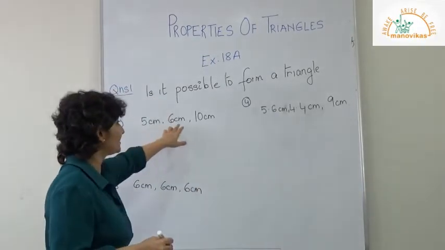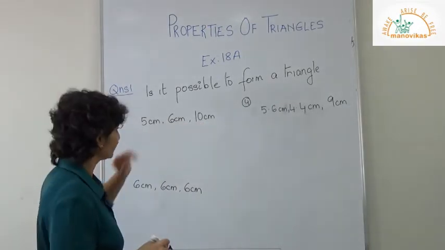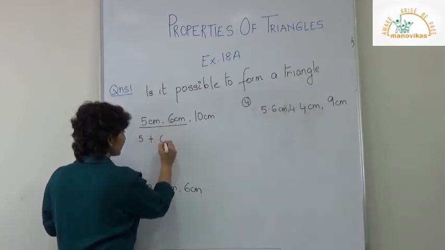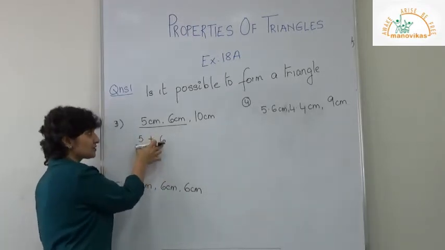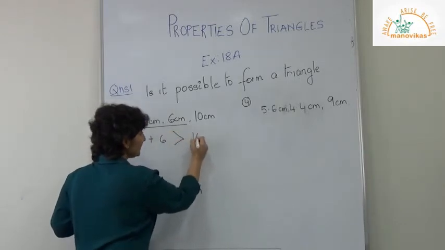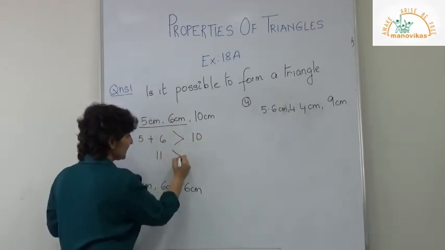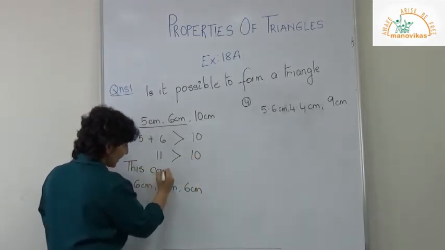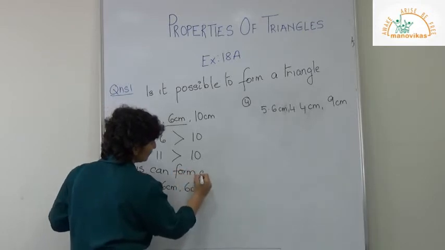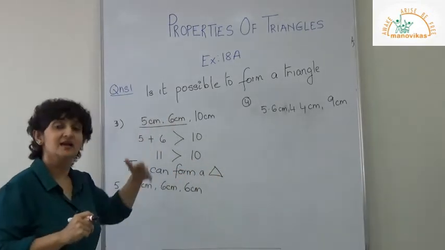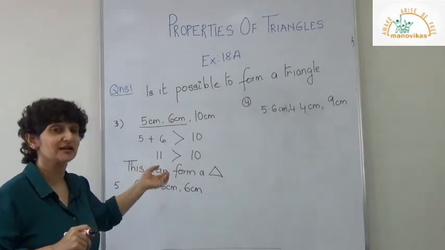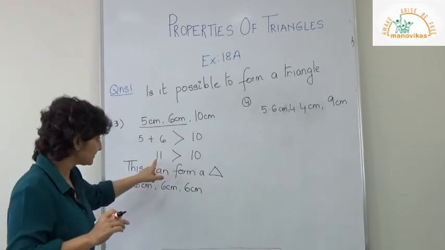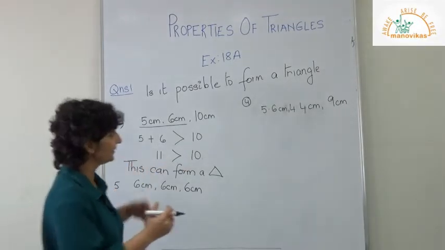Now the third one I have written here. Let's see. 5, 6 and 10 centimeter. These are the three sides. So when I add these two, 5 plus 6, the sum of the lengths of any two sides of a triangle should be greater than 10. 5 plus 6 is 11 and is greater than 10. So this can form a triangle. Correct? This triangle can be constructed. Why? Because the length of the two sides which you add is more than the third side.